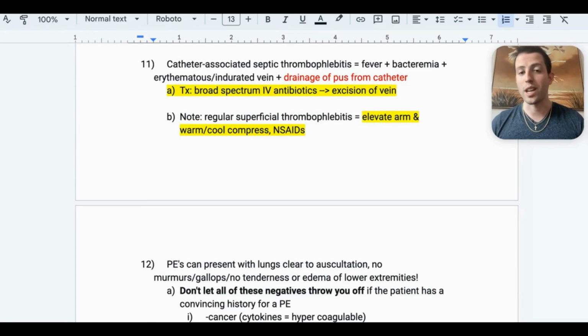If it's just a regular thrombophlebitis, you elevate their arm, elevate their leg, put on a warm and cool compress, give them some NSAIDs, some Tylenol, that kind of stuff, and they get better pretty quickly. So totally different pictures, even though they both have the word thrombophlebitis in it. Look to see the one that's septic or just superficial.